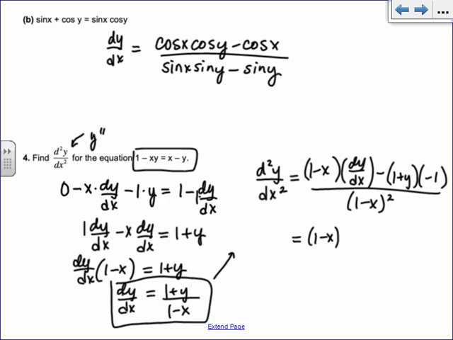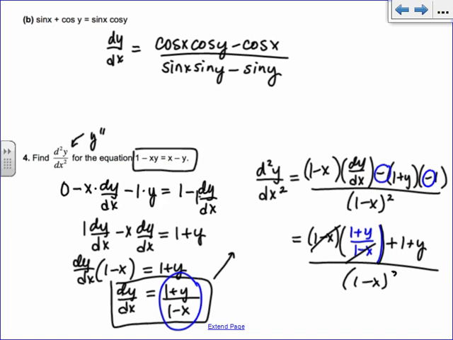So the nice thing about this is when we plug in dy over dx, remember, it's 1 plus y over 1 minus x. Do you see what happens? Yeah, the 1 minus x and the 1 minus x cancels. That's nice when that happens. All right, and then the next ones, we have negative and negative, so we end up getting plus 1 plus y all over 1 minus x squared. So we get 1 plus y plus another 1 plus y. So we get 2y plus 1, or no, wait, 2y plus 2 all over 1 minus x squared. That is the second derivative. Did anybody get that one? No? Okay.